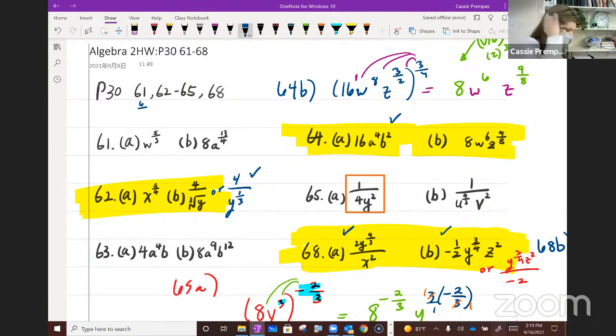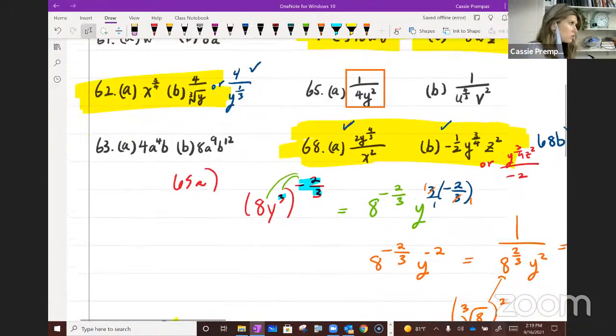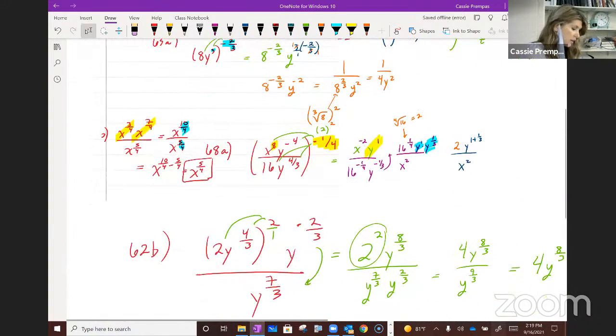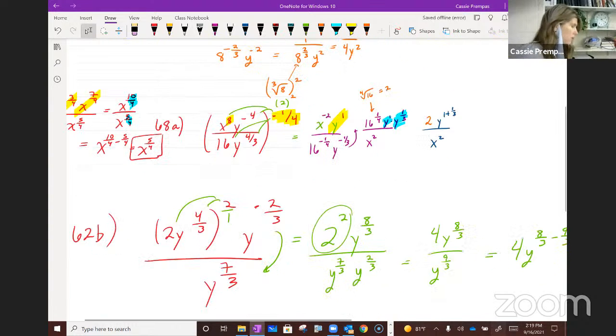All right, guys, let's start with 62B. I'm going to show you what we would do on that one. I just looked at mine again and realized I forgot to do 68. If you don't have questions, you can do it right now. Yeah, that's fine. Thank you for telling me.